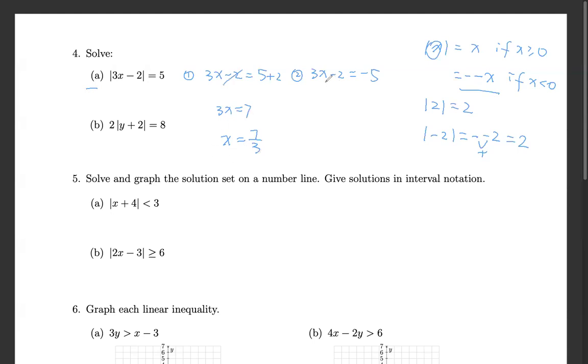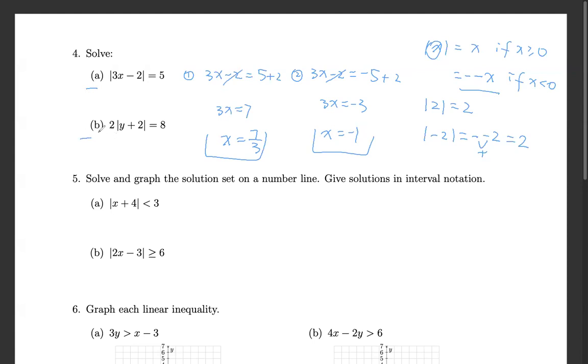Well, second one, plus 2 on both sides. 3x equals negative 5 plus 2, negative 3. Divided by 3, x equals negative 1. So we have two solutions. Okay.